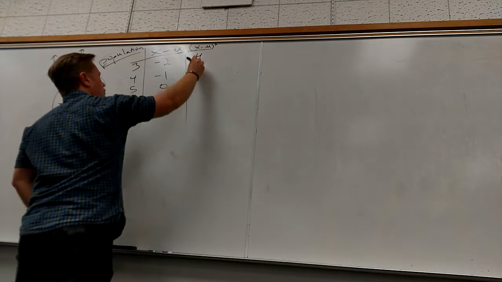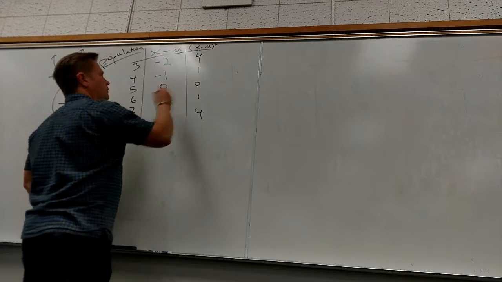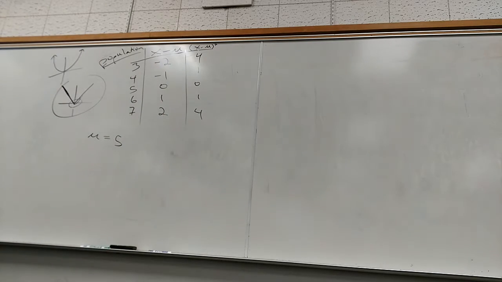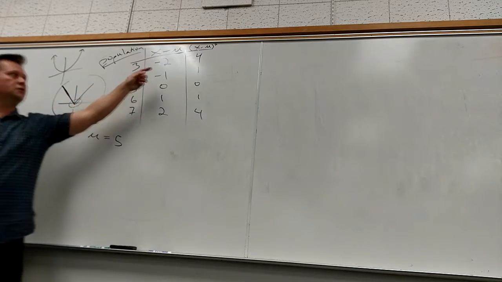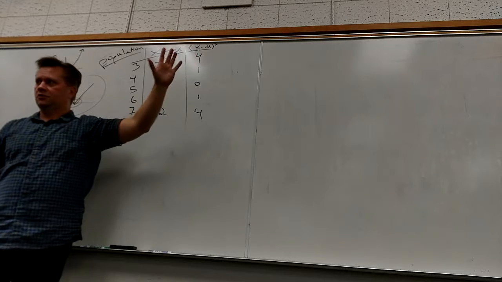So what do I get here? I get 4, 1, 0, 1, 4. So now listen. Why did I have to square? To get rid of the negatives. Kind of give it away here. What am I going to have to do at the end then? Square root. If these are dogs owned by people, this is like square dogs.